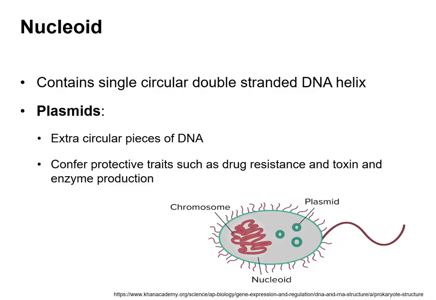So the key about plasmids is that it's DNA that contains genes that are not central to the functioning of the cell, right? The DNA that's crucial for the functioning of the cell is in the nucleoid region. The plasmids are just extra DNA that they can exchange between other cells.